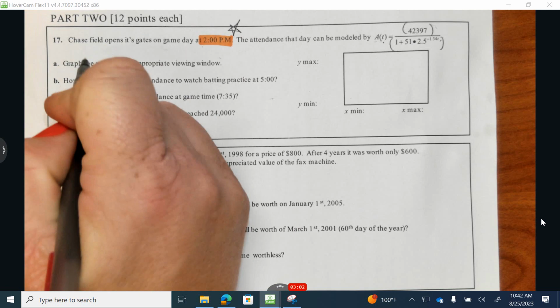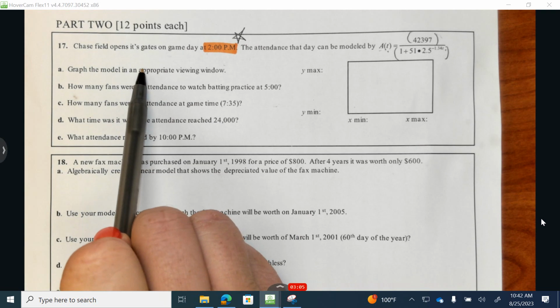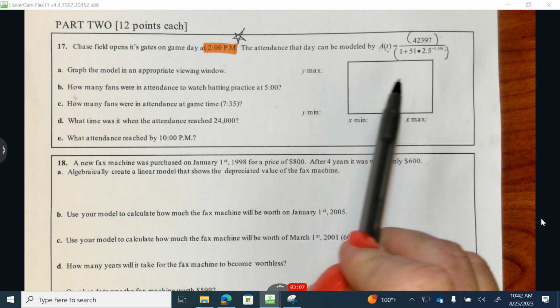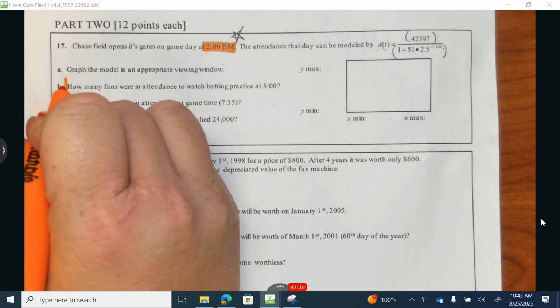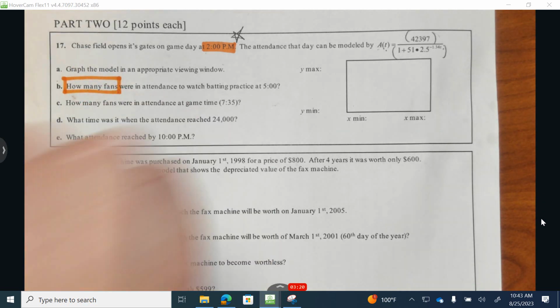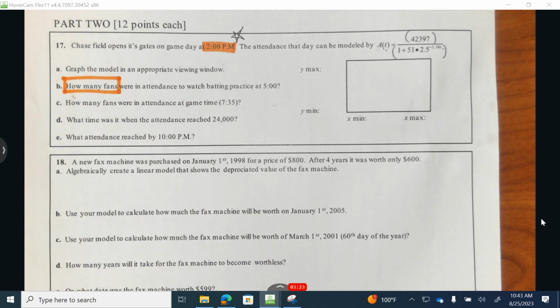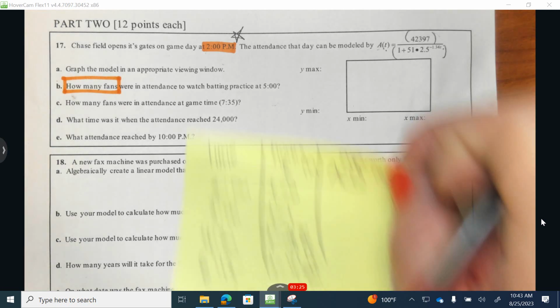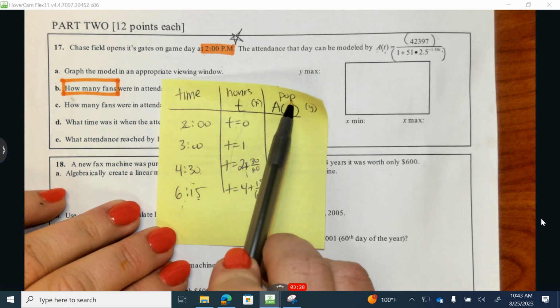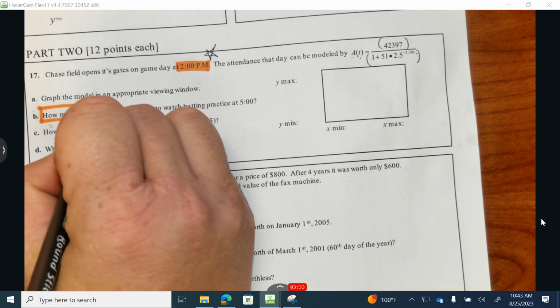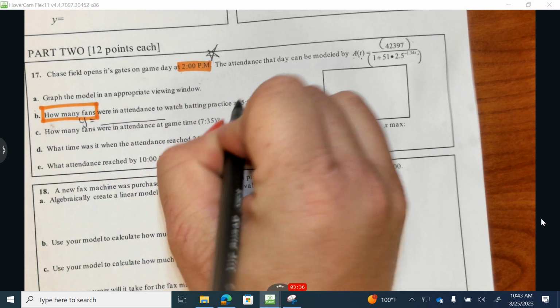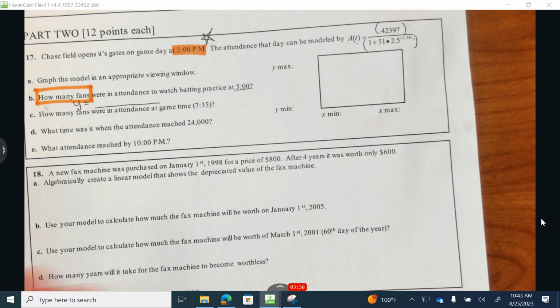Now I want to go back and read through each of these questions before I actually graph it in an appropriate window and draw a picture. So before I do that, I am going to start by putting a box with a highlighter around what I'm trying to find, and I'm going to underline the given information. So when it says how many fans, are they asking for time or are they asking for population? The population or attendance, that's your Y value. I want to know what the Y value is when I'm given a specific time.